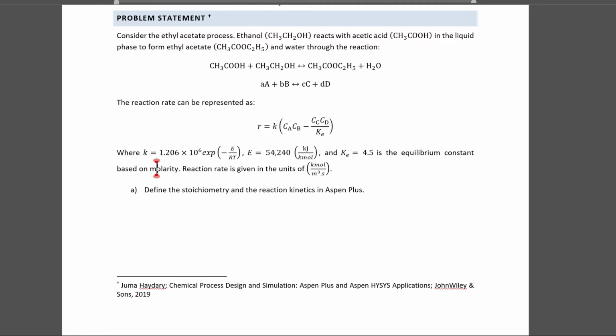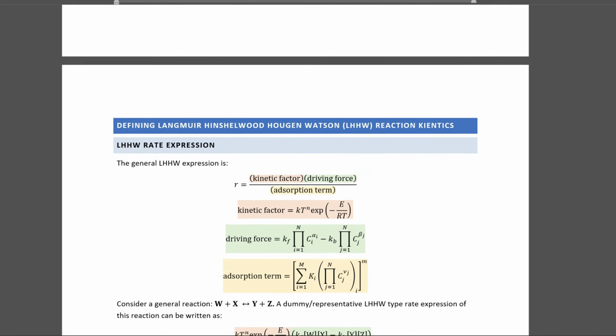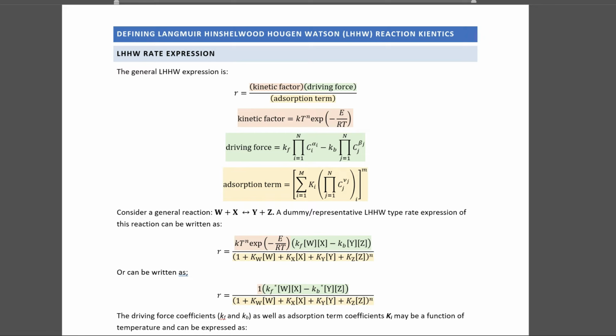Let's also do an exercise on how to define LHHW type of reaction kinetics in Aspen Plus. This is slightly tricky as it involves the calculation of special coefficients as per the format used by Aspen Plus.